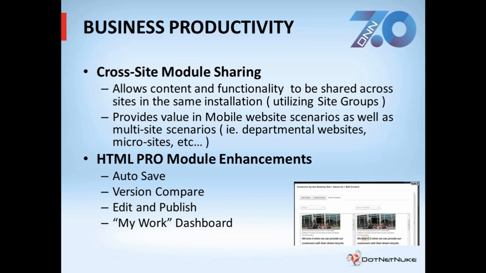For example, we know that a lot of customers today have a desktop site, and they know that a lot of mobile devices are visiting their website, and perhaps they want to create an optimized mobile experience. So they might want to create a mobile website that is more optimized for those devices. And so what they can do today, or at least what they'll be able to do with .NET Nuke 7, is they'll be able to create content on their desktop site and then share that content on the mobile site. So it saves a lot of the repetitive work in terms of replicating content across the various sites.